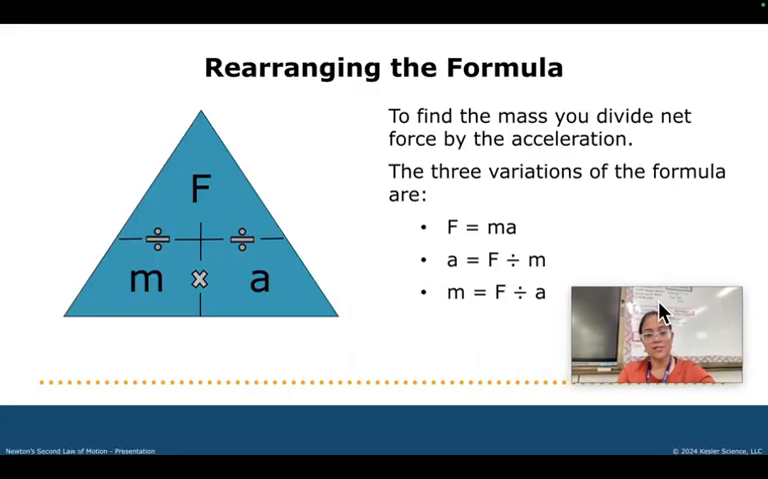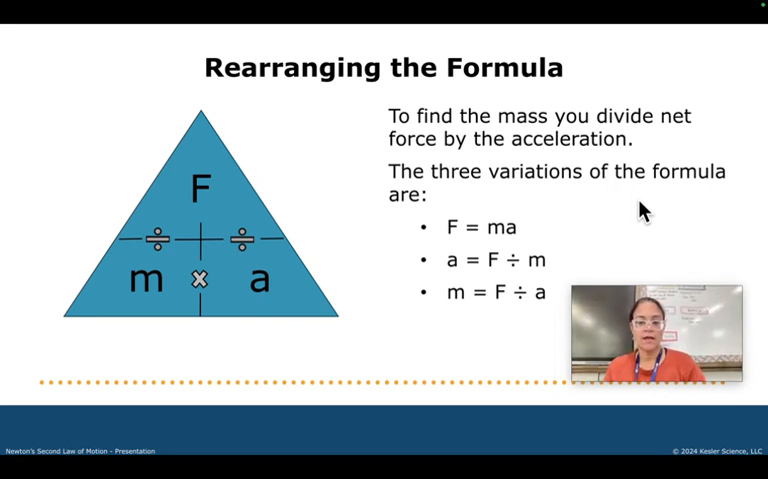Okay, so rearranging the formula. So this gets a little tricky if we don't pay attention to what we're doing. I have taught this so many times. So to find the mass, you divide net force by the acceleration. And there are 3 variations of the formula.